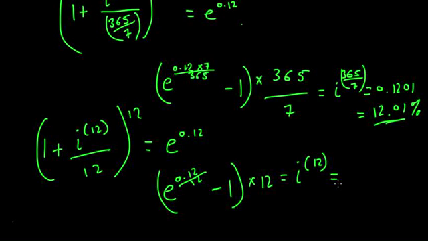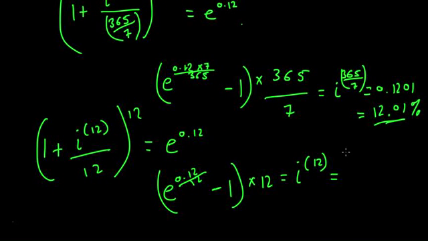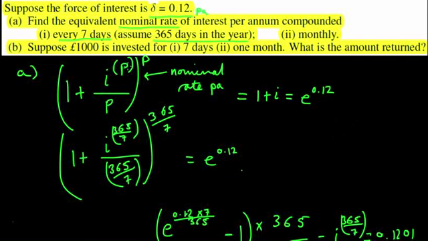Let's use Excel again to see that one. The exponential of 0.12 divided by 12, that minus 1, and then that times 12. It equals 12.06, or 0.1206, which is 12.06%. Okay, so that's the two answers to part A.